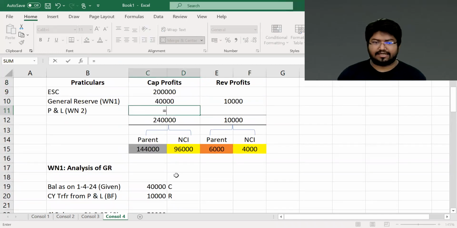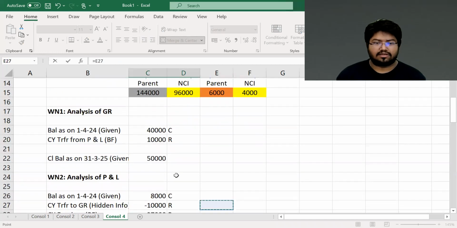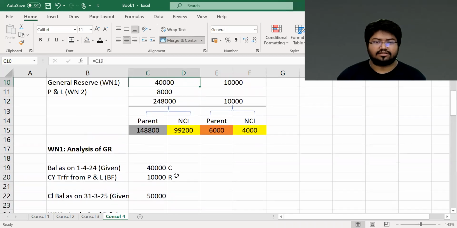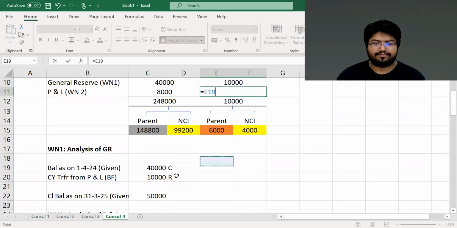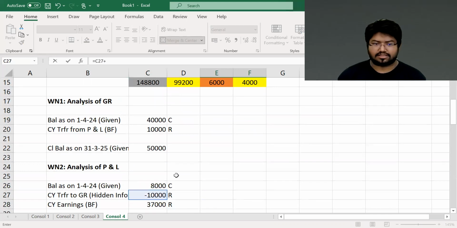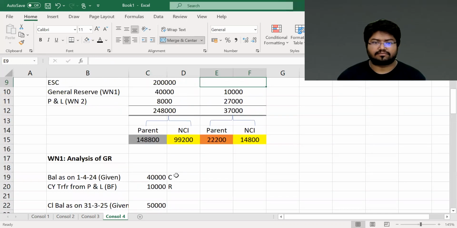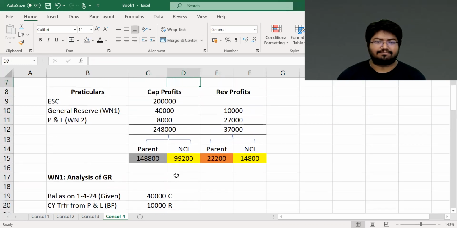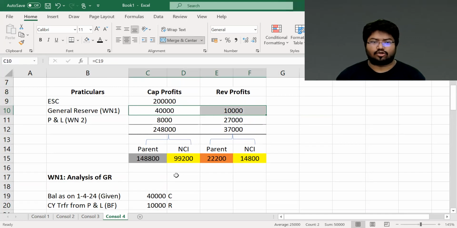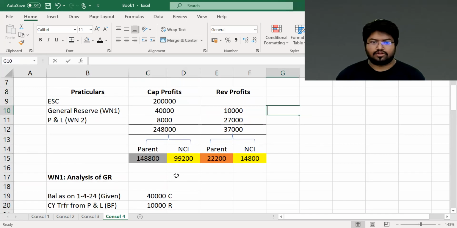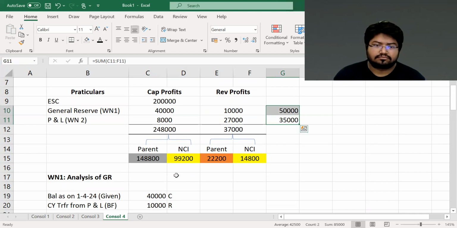So P&L, if you take, it is just 8,000 here, and here it is going to be this and this. So your checkpoint is simple. You have got two numbers here. The sum of these two should be equal to your balance sheet number. Did you understand? If this goes wrong, that means you have gone wrong somewhere.